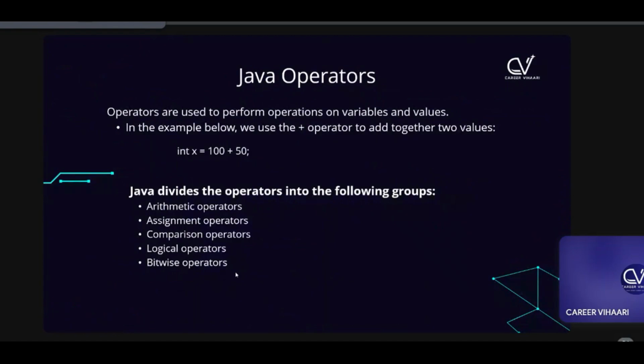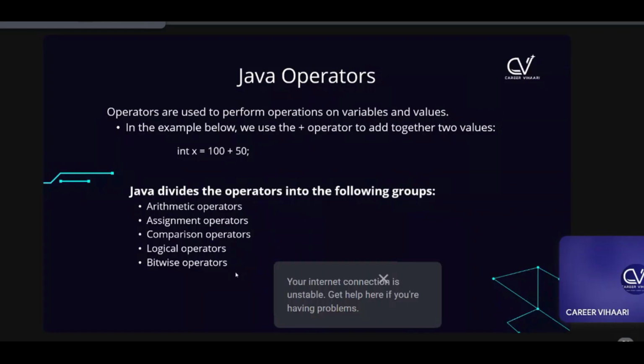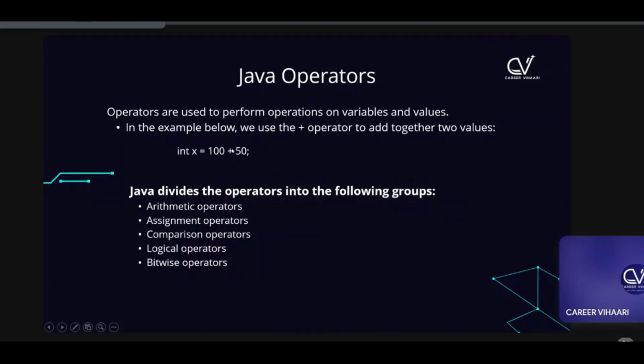Then coming to operators. What are operators? Operators are used to perform operations on variables and values. If we have 10 and 20 and we want to add them, then we'll be using 10 plus 20. That plus is nothing but an operator. In the example below, 100 plus 50, this plus is an operator which performs the addition operation.